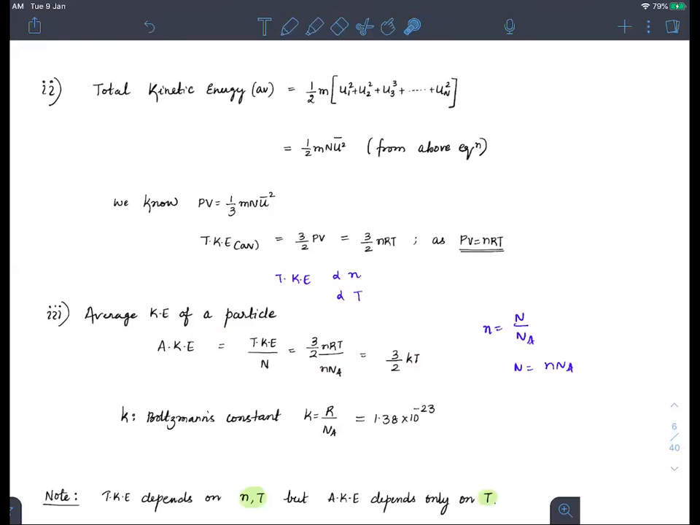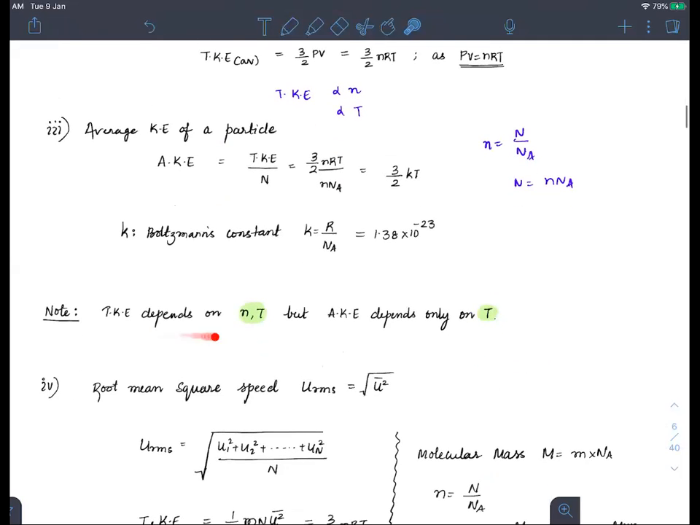And here this R by Na which you are getting, we can replace with a new constant called Boltzmann's constant, R by Na, which is 1.38 into 10 raised to the power of minus 23. This is a very important note, everyone. I suppose you should remember this: total kinetic energy depends upon n and T, while average kinetic energy of a particle depends only on temperature.